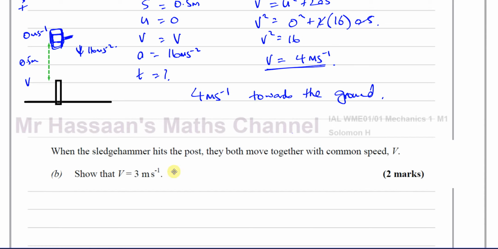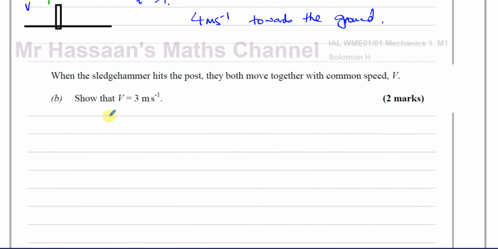It says, when the sledgehammer hits the post, they both move down with a common speed v. Show that v equals 3 meters per second. So this is the momentum and impulse part of the question.